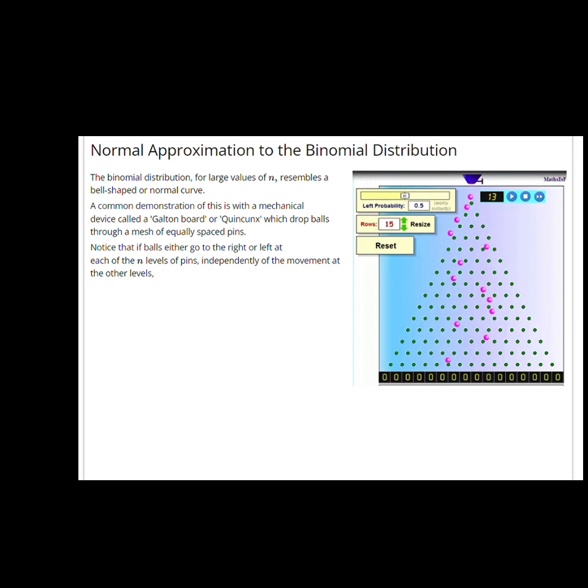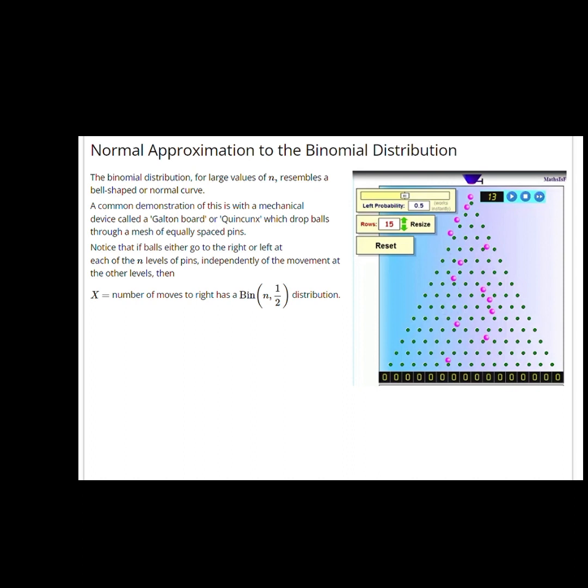And we can assume that these decisions made at different levels are independent of one another and the balls are all independent of each other, in which case, if we count the number of moves to the right, we expect to have a binomial distribution with parameters n, the number of levels, and p equals 1/2.